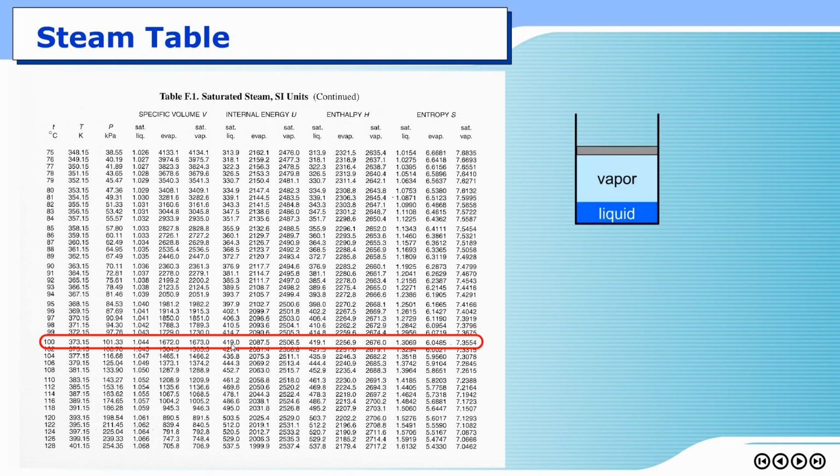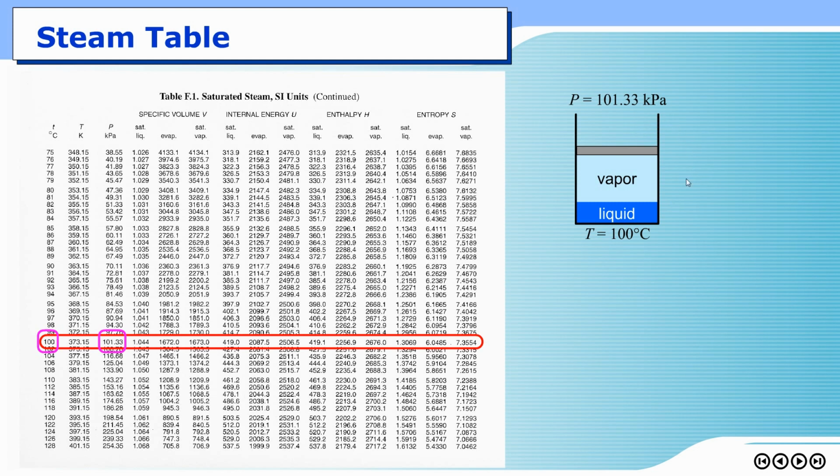For instance, if I draw a picture, as long as you are considering saturated steam, it means that in your system there must be two phases, liquid and vapor together. As I specify the temperature to be 100 degrees Celsius, so temperature is here, then if you read from the table, 100 degrees Celsius corresponds to a pressure of 101.33 kilopascal. So this pressure can be identified right after you specify the temperature. So the pressure of the system is supposed to be 101.33 kilopascal.